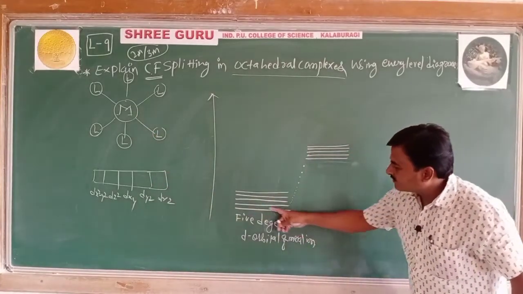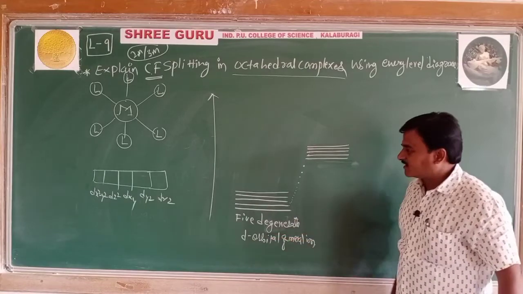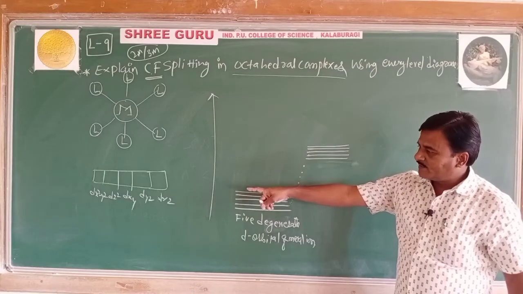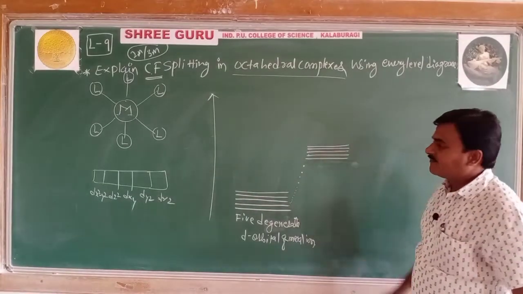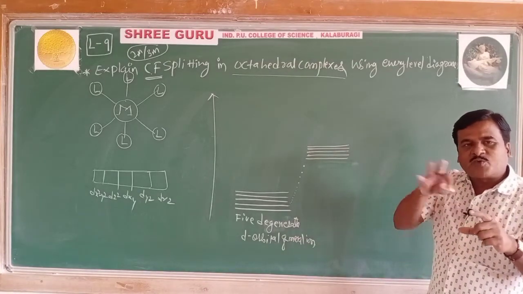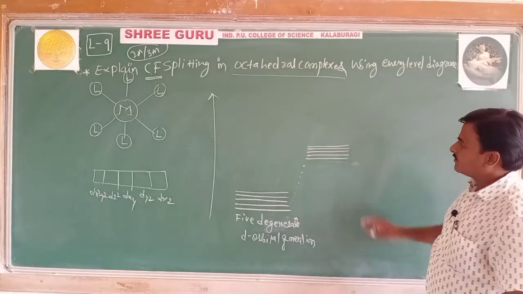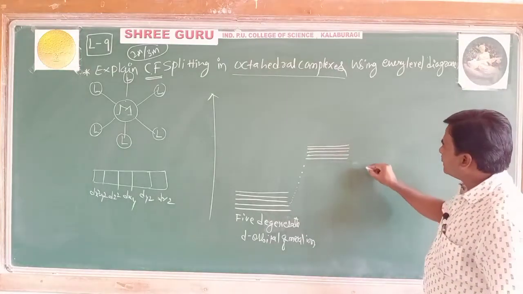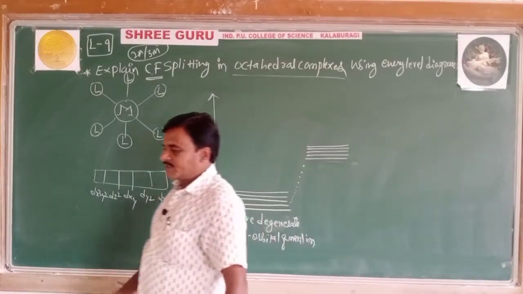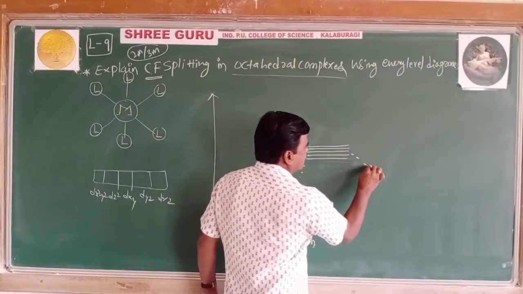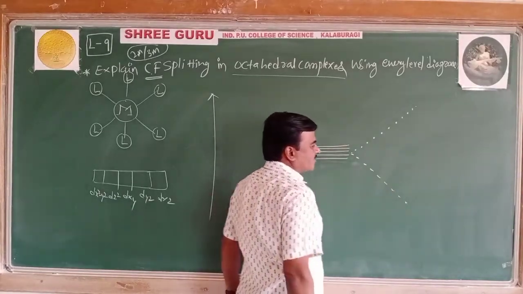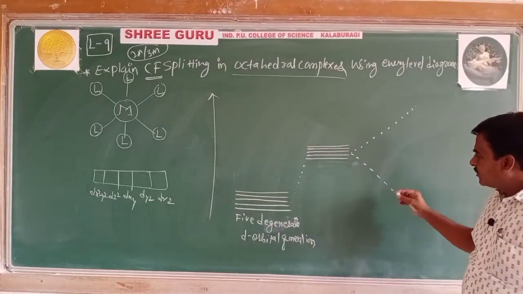Here, out of the 5 degenerate d orbitals, namely dx square minus y square, dz square, dxy, dyz and dxz, three of them point towards intermediate positions, in between the axes, that means x, y, z. These split to give a set of 3 orbitals, while the other two will split up into 2 sets.